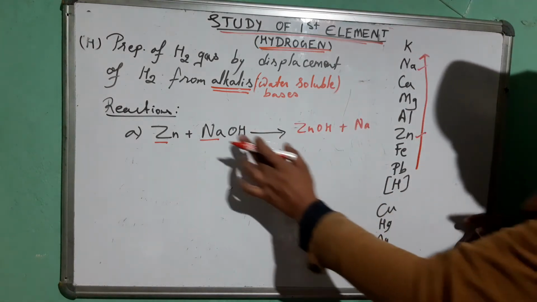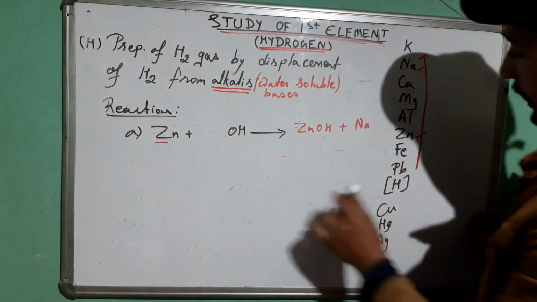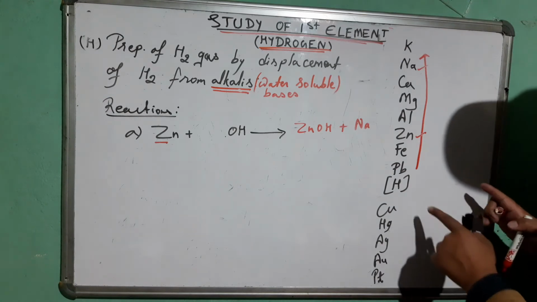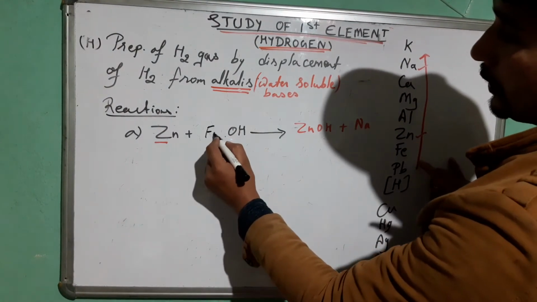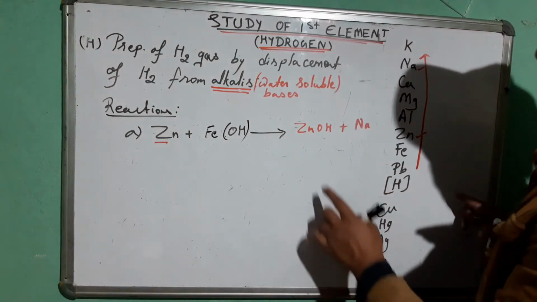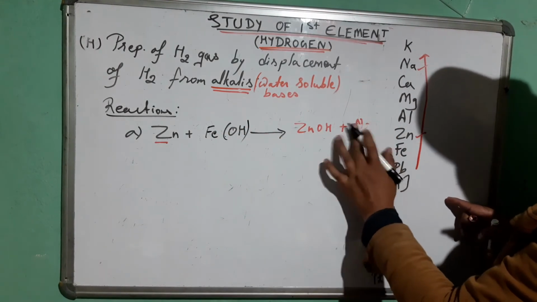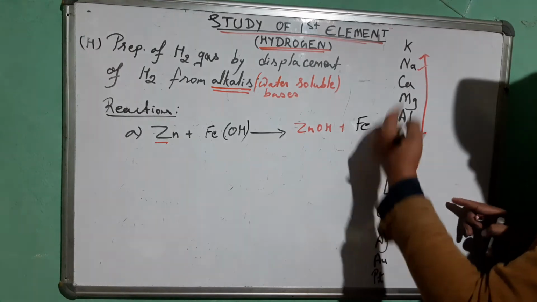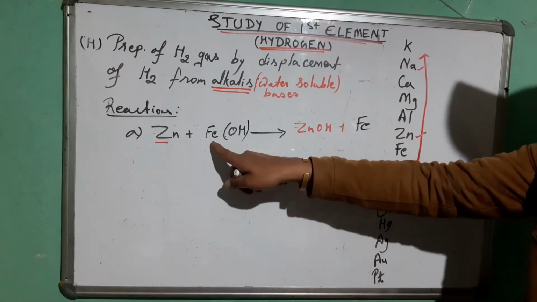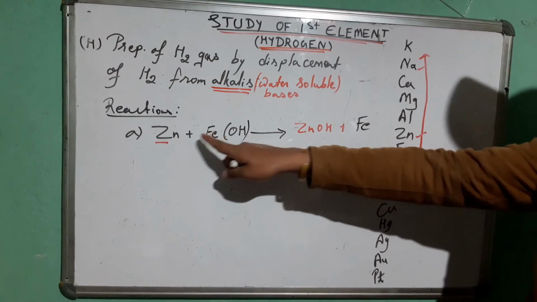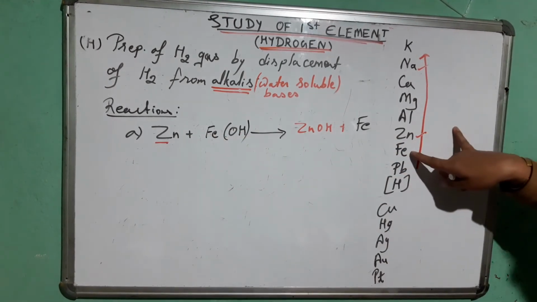In place of sodium hydroxide, if you had, say, below this, iron hydroxide, Fe(OH)2, then zinc hydroxide plus iron, this type of reaction might take place. It will take place. Zinc has the ability to remove Fe, because zinc is more reactive than iron.